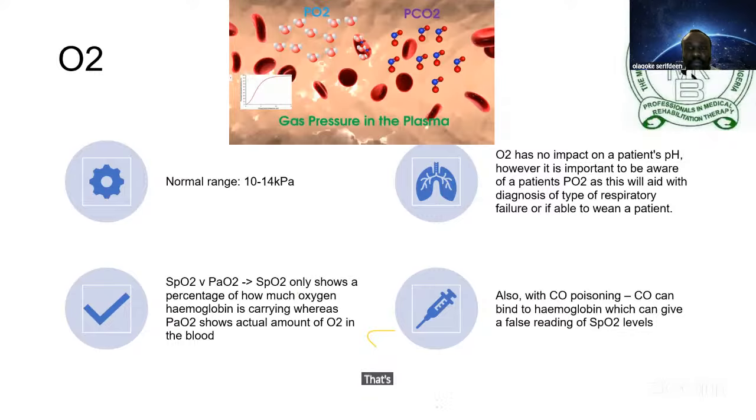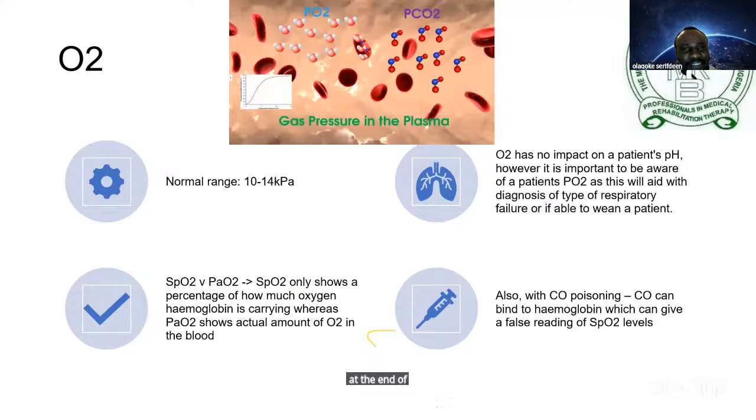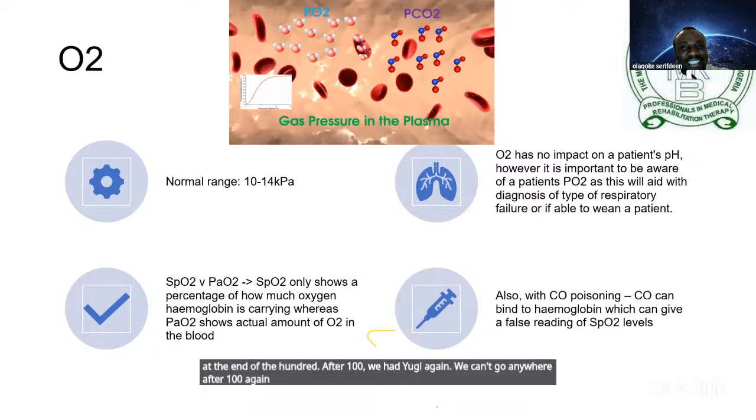Because from 35, before you know it, the oxygen requirement can go up to 45, 60, 80. At the end of the day, 100. After 100, where do you go again? You can't go anywhere after 100. So the end has come. That's it.